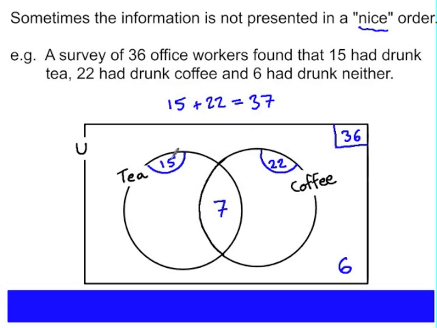Now we can use our numbers that have been sectioned off to work out the missing numbers. 15 take away 7 is 8, 22 take away 7 is 15, and that's the completed Venn diagram.